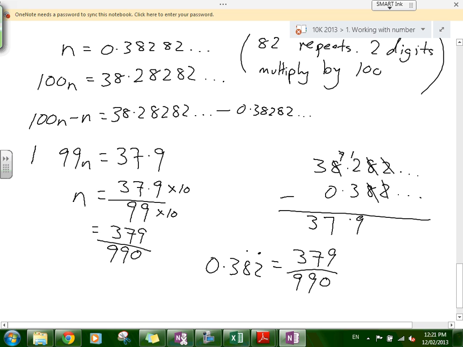Alright, and that's the method for recurring decimals. Best way to do it is to do it yourself. So I'm going to stop this here.